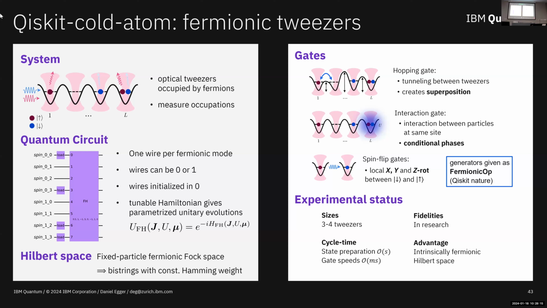The experimental status, for instance, based on research done at Heidelberg University, is to have typically 3 to 4 tweezers. And then we have a bit of an idea of how fast these can be. Why people like these systems, of course, I think you know this very well, is it provides you with an intrinsically fermionic Hilbert space to work with.